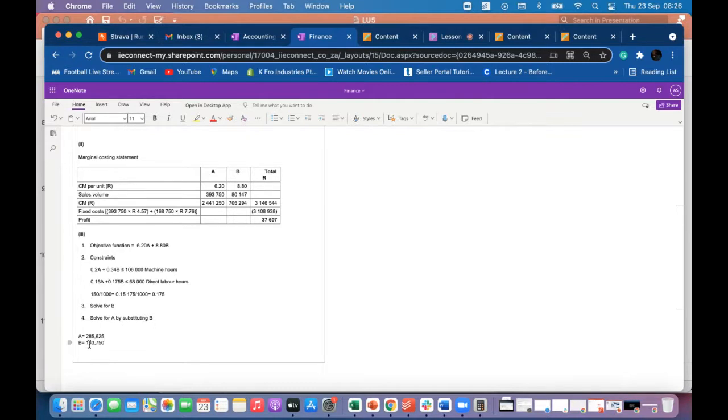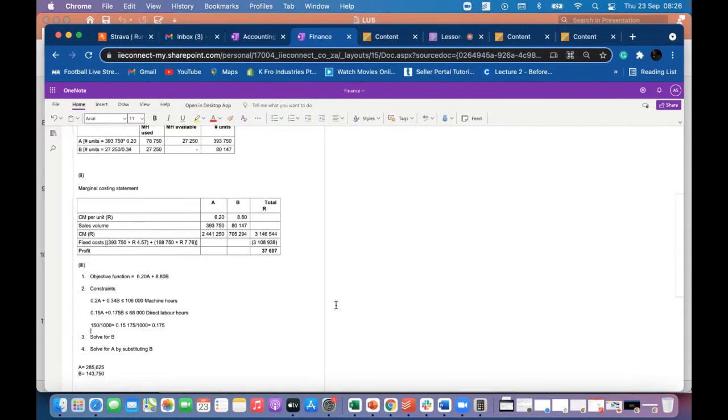Once you've done that, you'll find that your optimum number of units for A would be 285,625. And then for B, it would be 143,750. Okay, right. So that's pretty much how.